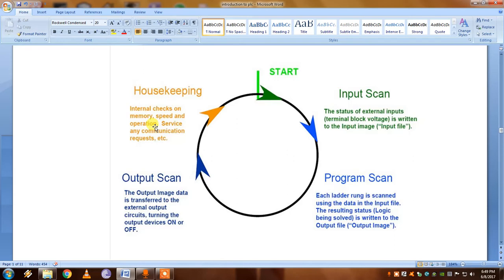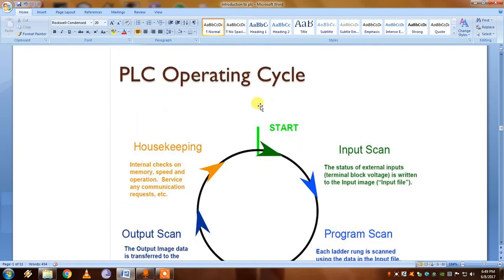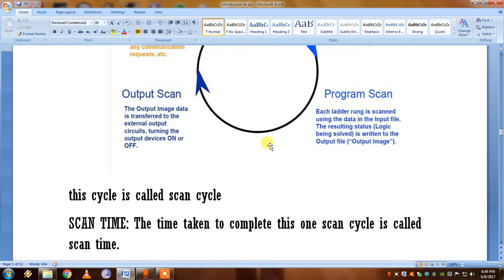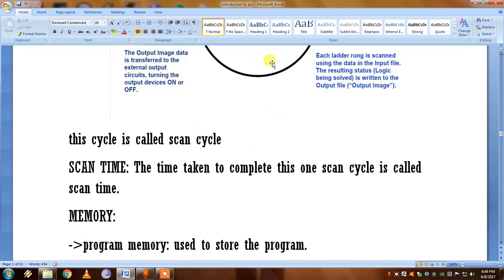Then housekeeping is done to internally check the memory, the speed of the operation, and service any communication requests given from outside hardware. So this is the PLC operating cycle which is undergone inside a PLC processor. This cycle is called a scan cycle, and the time taken to complete one scan cycle is called the scan time.